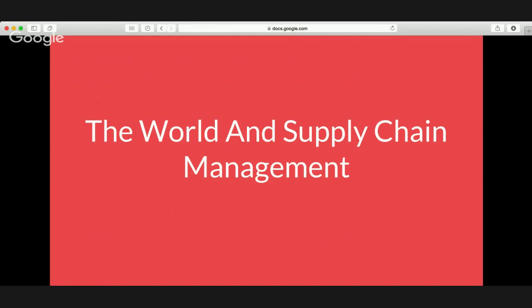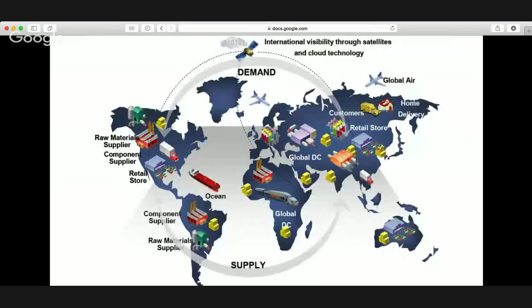The world is the grounds for supply chain management. Here you can see how goods and services are managed throughout the world.